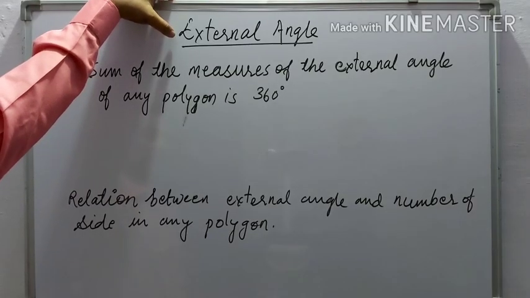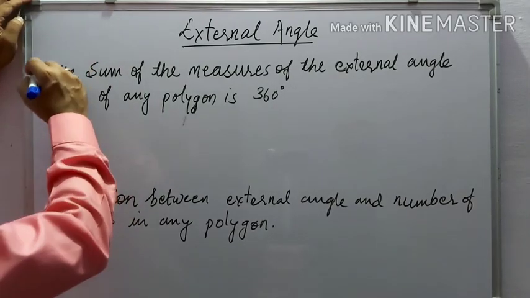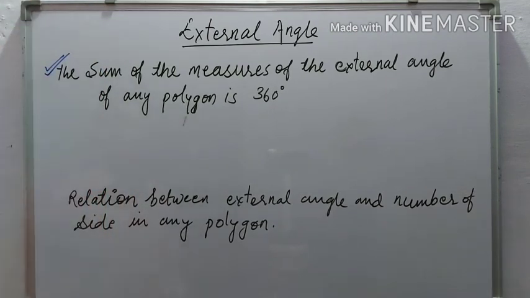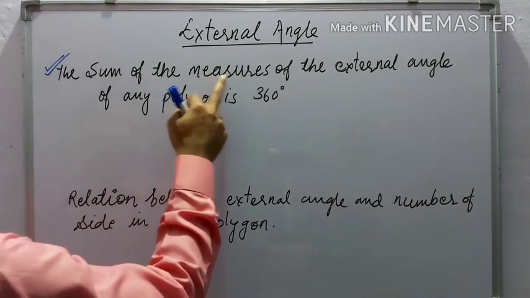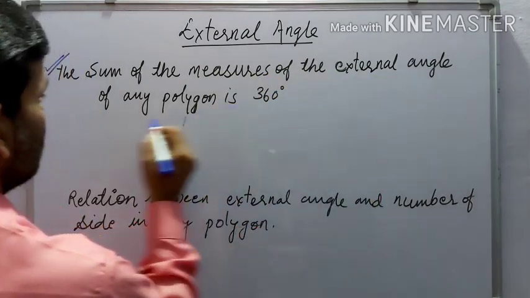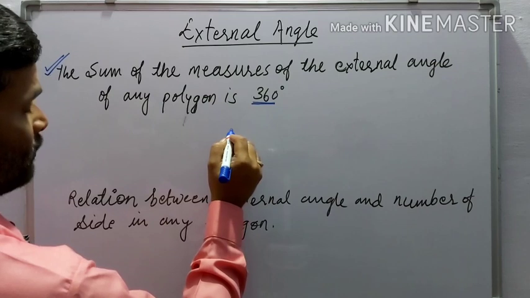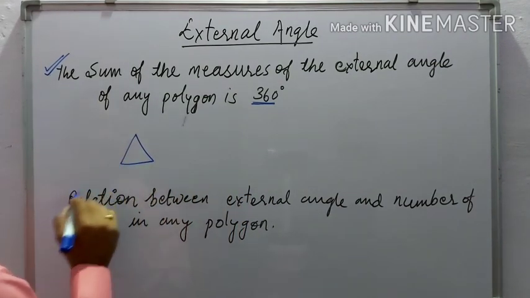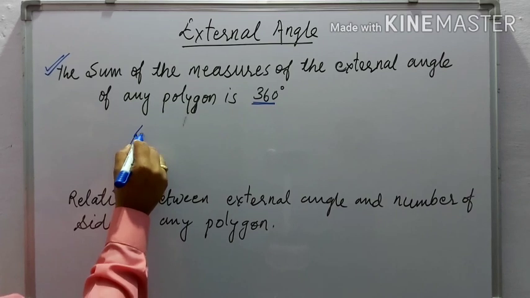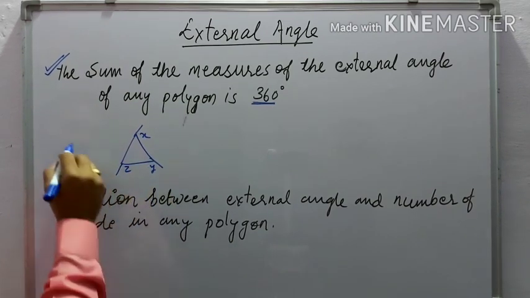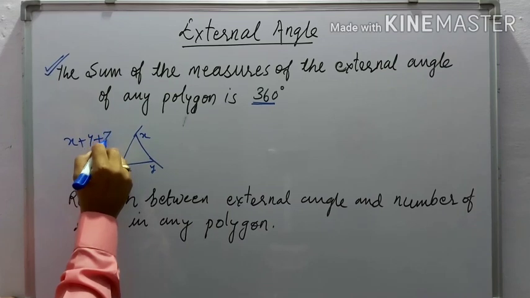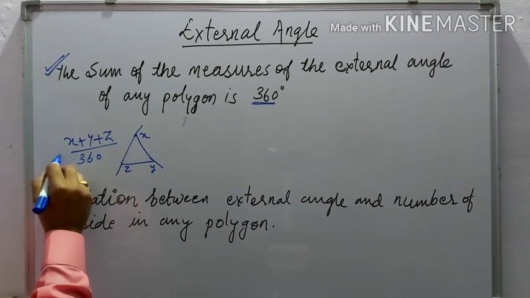Important topic: the exterior angle. The sum of the measures of all exterior angles of any polygon is 360. Another word for it is the exterior angle sum property. In any polygon, suppose a triangle with exterior angles x, y and z, then x plus y plus z is equal to 360.